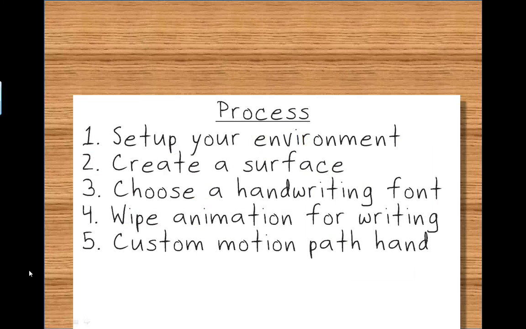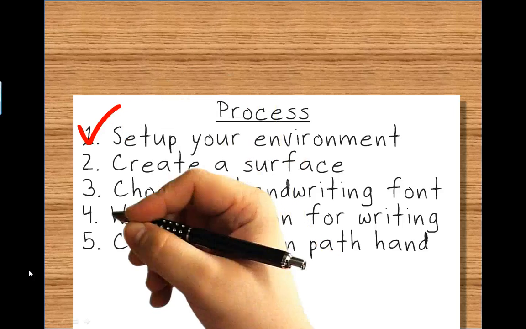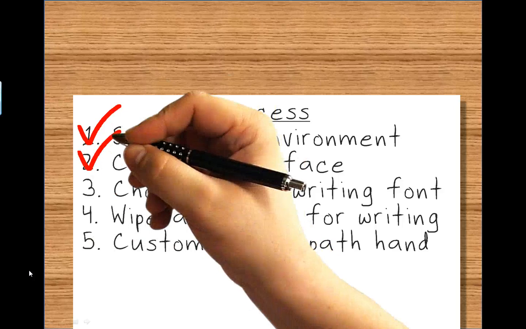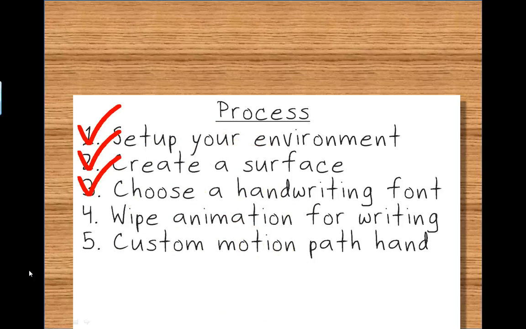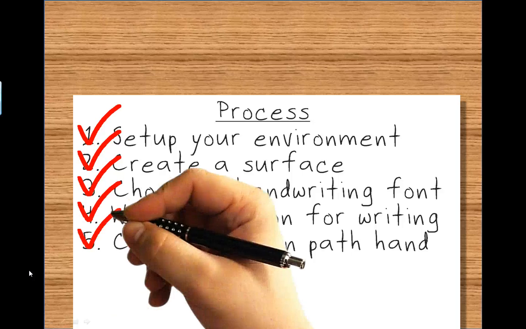So let's do a quick review of the process. You need to set up your environment. You need to create a surface. You need to choose a handwriting font. You need to use a wipe animation for your writing and a custom motion path for your hand.